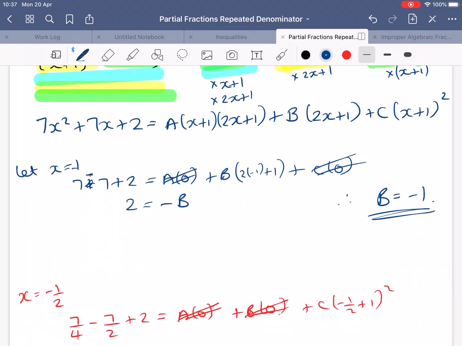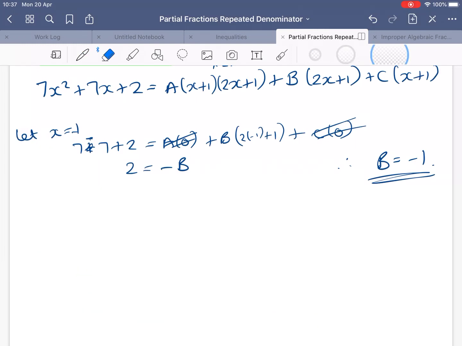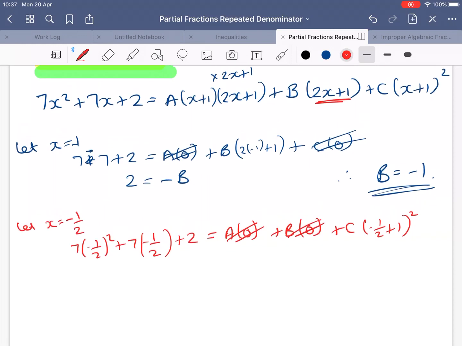Right. Second value that we're going to try. So let me just get rid of this. We're going to say let x equal, now again we want this 2x plus 1 to be 0, so x has got to be minus a half. So we've got 7 times minus a half squared plus 7 lots of minus a half plus 2, and that's going to be a, well, that factor is going to go to 0, b, that factor is going to go to 0, plus c times minus a half plus 1 squared, because remember you've got that little squared on that.